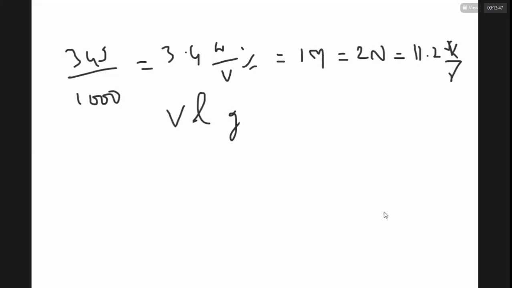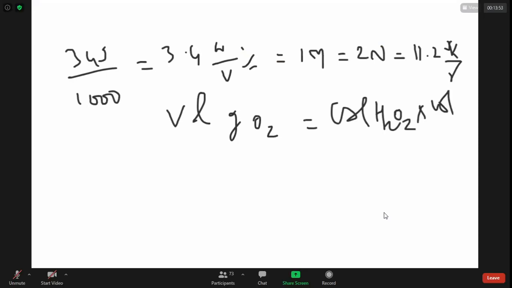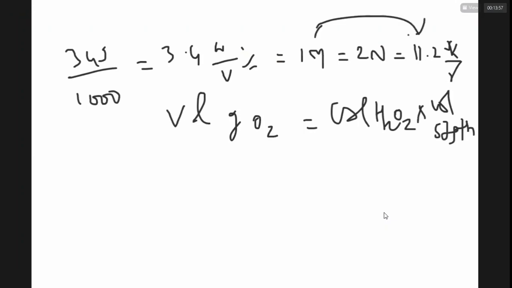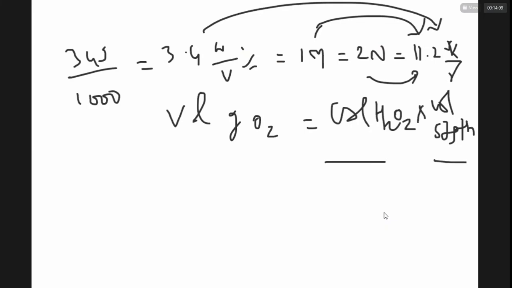Always, volume of oxygen released is equal to volume of H2O2 I have taken into volume strength. If they give me molarity, I have to change to volume strength. If they give normality, I have to change to volume strength. If they give me weight percentage, I have to get volume strength. From volume strength, if I multiply with the volume of solution I have taken, I get the volume of oxygen. In a given problem, 50 ml of H2O2 is taken.